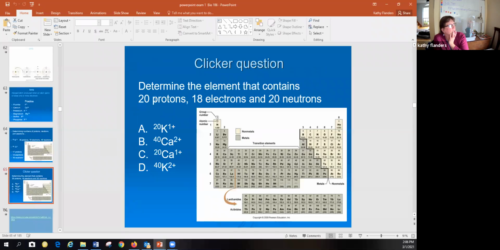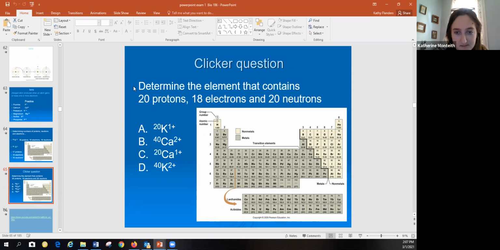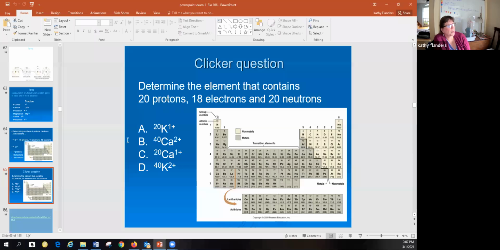All right, so clicker question. Determine the element that contains 20 protons, 18 electrons, and 20 neutrons. What are you going to start with on this? 20 protons, right? Because the 20 protons is going to identify that element for us. And so based on that, we can immediately get rid of the potassiums, the K. So it's one of these two.